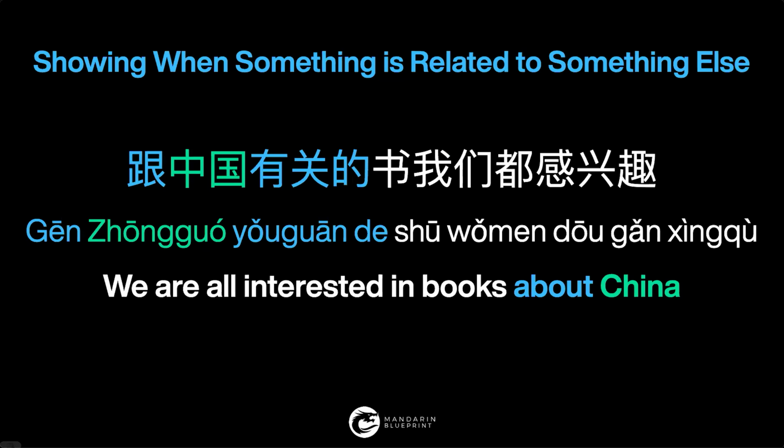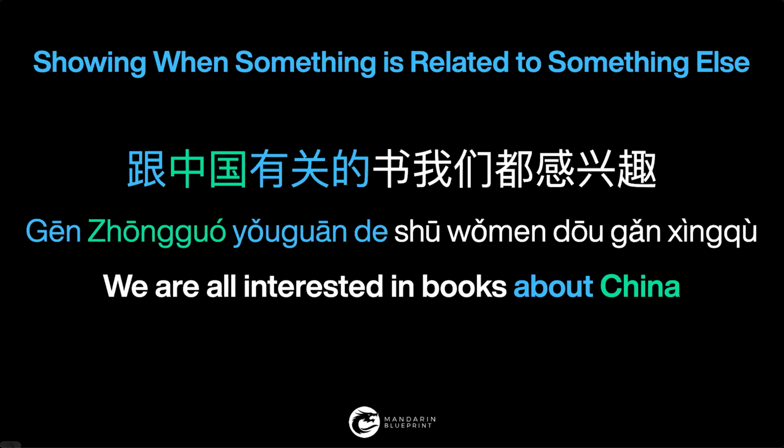Another example. 跟中国有关的书我们都感兴趣. We are all interested in books about China. So 书 is the main thing we're talking about here. And what kind of books? The kind that have a relationship with China. 有关 means have a relationship, exists a relationship. So 跟中国有关的书, books that have a relationship with China, we're all interested in. So we're all interested in books about China. So that's how 有关的 works.